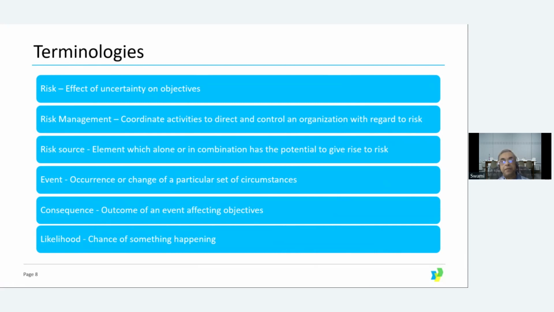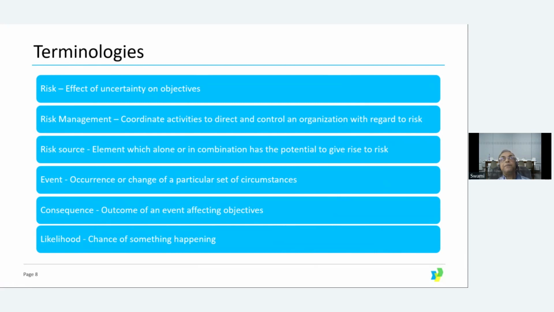Now, consequences is the impact or the outcome of an event affecting our objectives. Likelihood: chance of something happening. A likelihood can happen today or it may happen in the near future. It might have happened also. So considering all this, we need to come out with our risk management process.